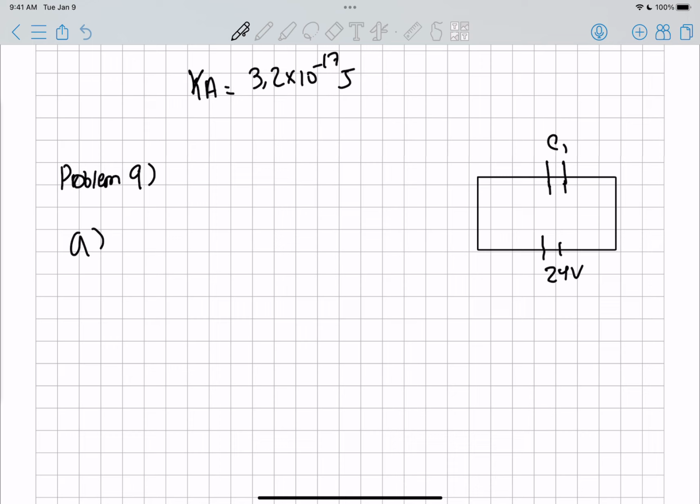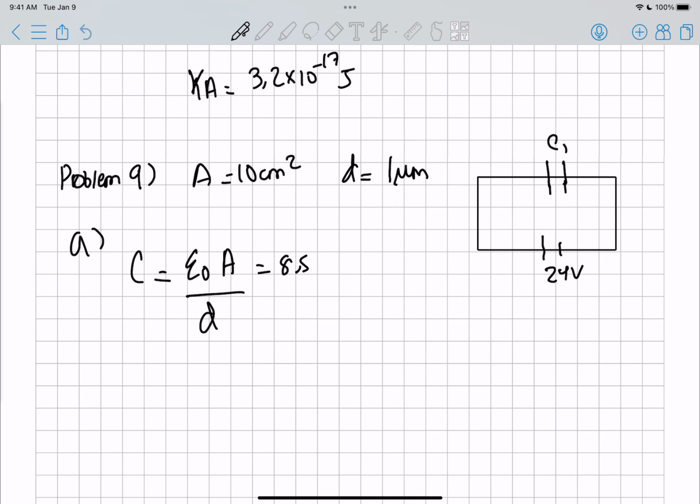So problem 9: a capacitor consists of plates with an area A equals 10 centimeters squared, and they're separated by a distance of 1 micrometer. So the distance between the capacitor plates is 1 micrometer, and the area is 10 centimeters squared. For part A, they're asking me to just calculate the capacitance of the capacitor. If you look at your equation sheet, you'll find that the capacitance is the permittivity constant times the area divided by the distance between the two plates. This is a very easy plug and chug type question.